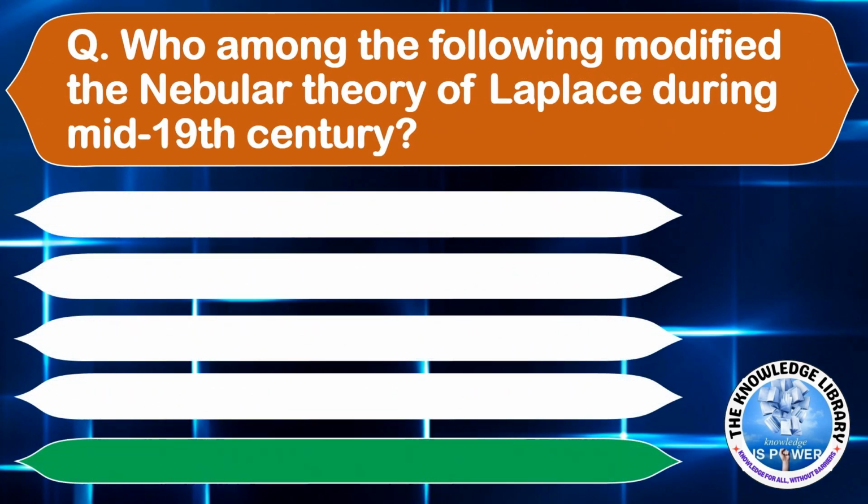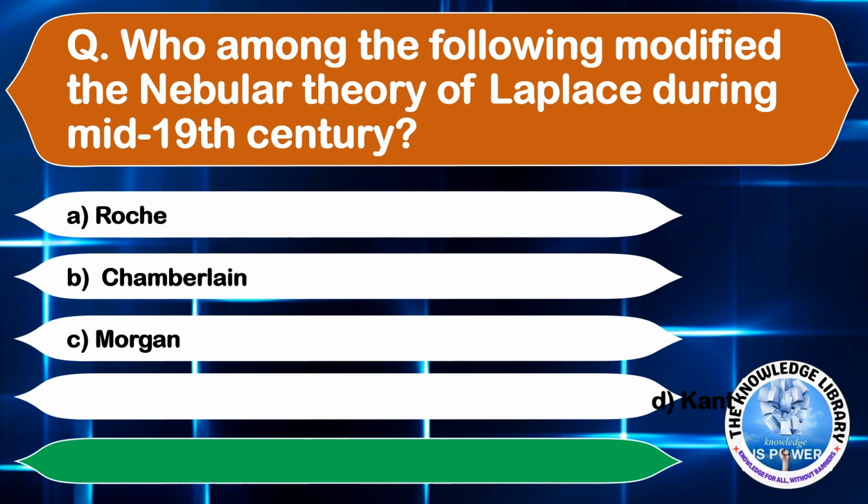Who among the following modified the nebular theory of Laplace during the mid-19th century? Option A, Roche. Option B, Chamberlain. Option C, Morgan. And option D, Kent. The correct answer is option A, Roche. Moving on to the next question.